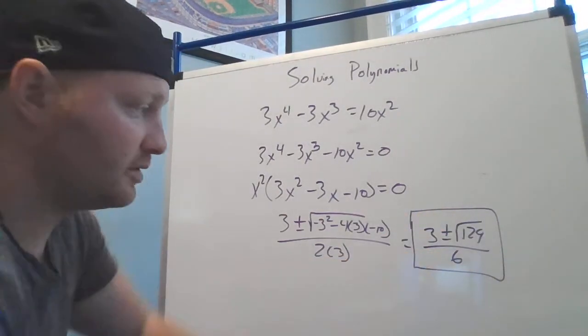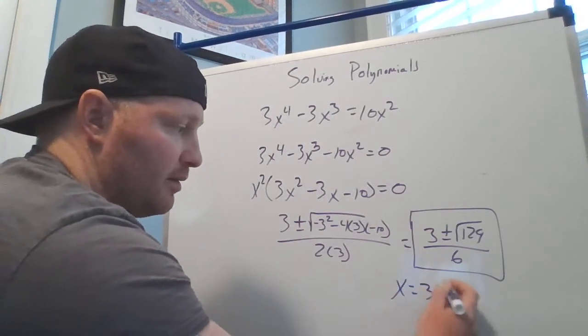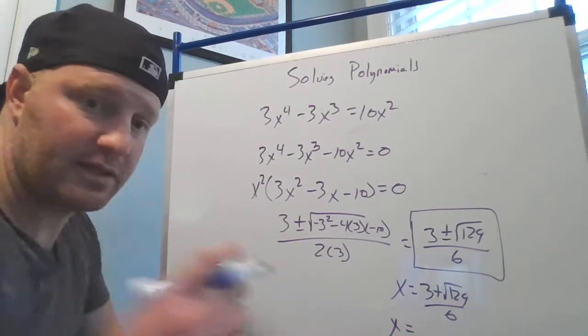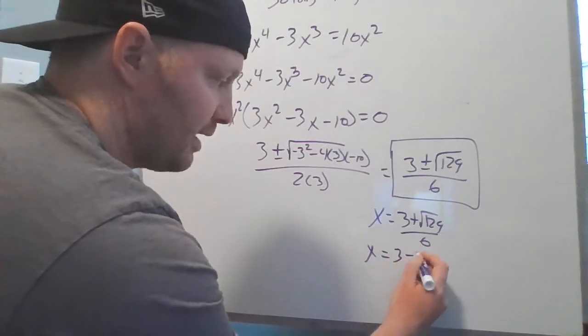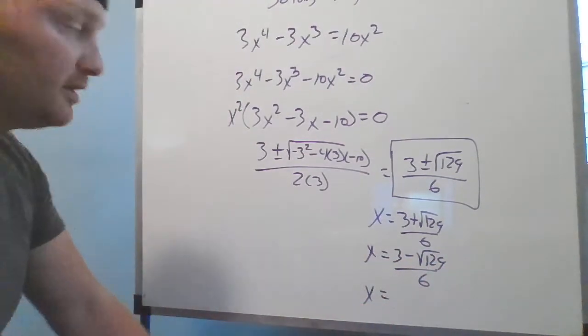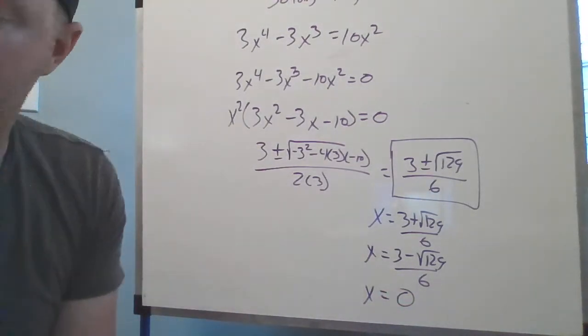So if you want to write down all the solutions, x equals 3 plus square root of 129 over 6. X equals 3 minus square root of 129 over 6. And the last solution here is x equals 0. Don't forget that. All right.